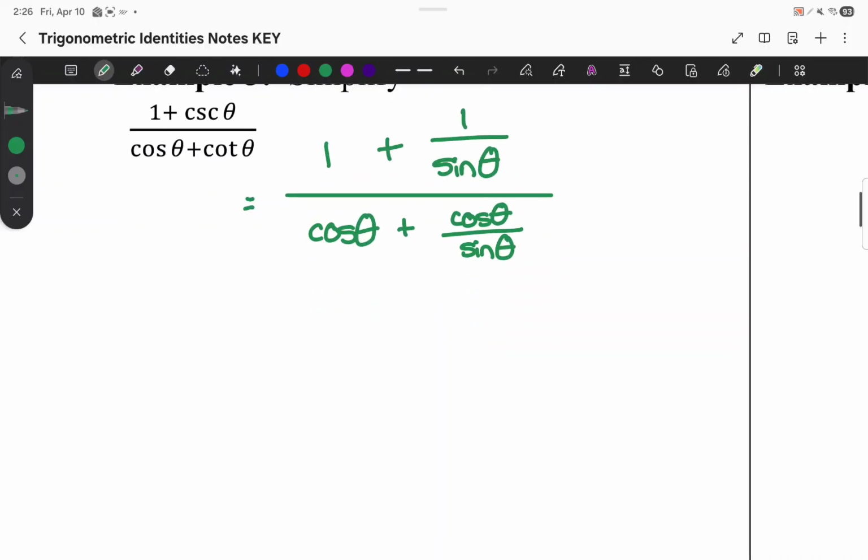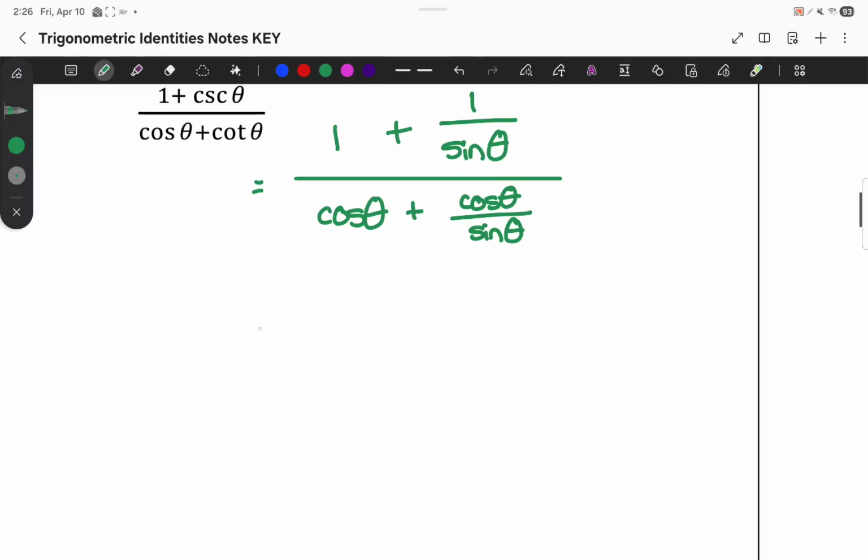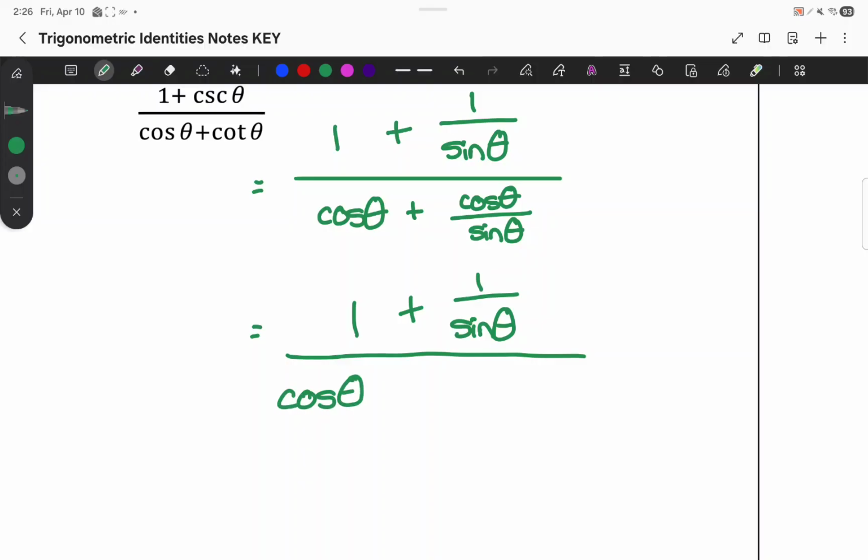So I'm going to leave the top part the same, and I'm going to stick with the awkwardly large fraction just for now. But our numerator is 1 plus 1 over sine theta. In our denominator, if I factor out a cosine theta, what's left there? 1 plus 1 over sine. Oh, look at that. So if I factor cosine from both of those, we have this whole lovely binomial that's in the numerator and the exact same thing in the denominator.